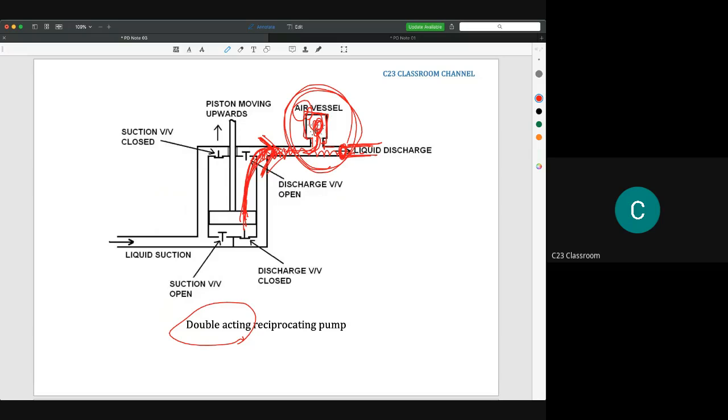And then when the piston is moving downward like this, when the suction occurs, as I said, there is no water flow, so the flow rate at the discharge becomes minimal. When this occurs, the extra water in the air vessel here will flow into the discharge pipe, and this will make the flow rate at the discharge pipe become steady.